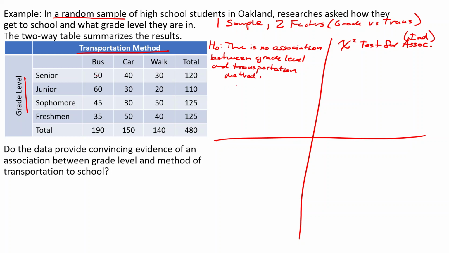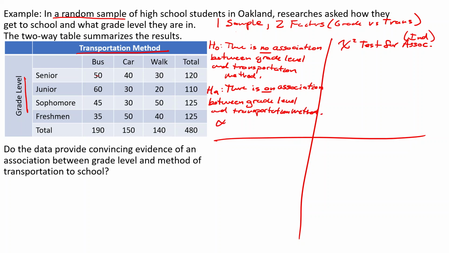All right, so they're not related, is our null hypothesis. Our alternative hypothesis is there is an association between grade level and transportation method. And they didn't give us an alpha value, so we'll go ahead and go with 0.05 again.